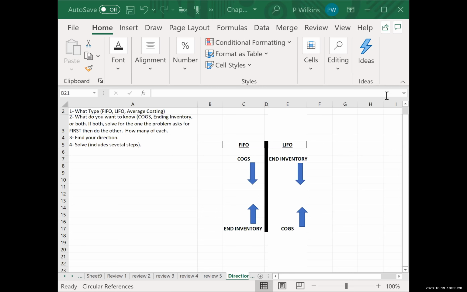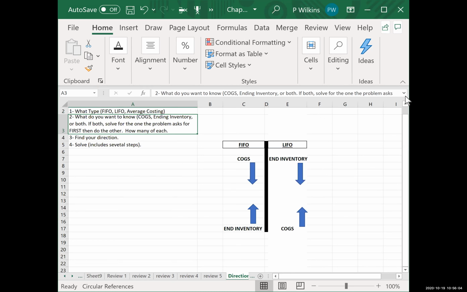But before we go into the problem, I want to remind you of this sheet here with the directions. The questions you want to ask yourself: number 1, what type? Remember, you're only figuring one type at a time, so it's either FIFO, LIFO, or average costing. The second one is, what do you want to know? Do you want to know cost of goods sold, ending inventory, or both? If both, you always solve for the one the problem asks for first, and then do the other. And you need to know how many units of each.